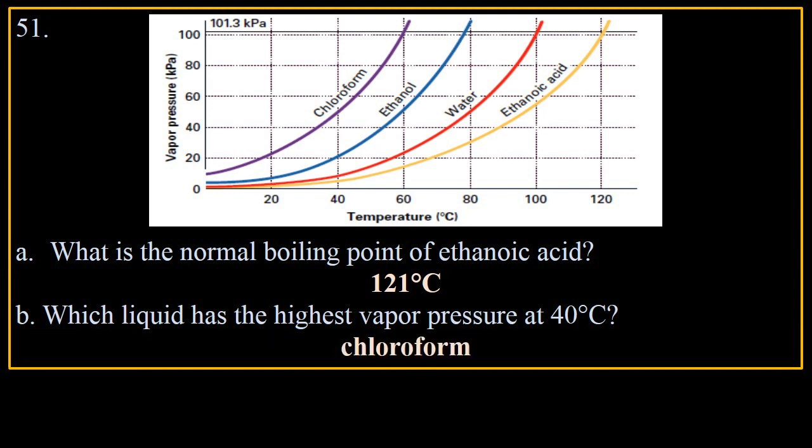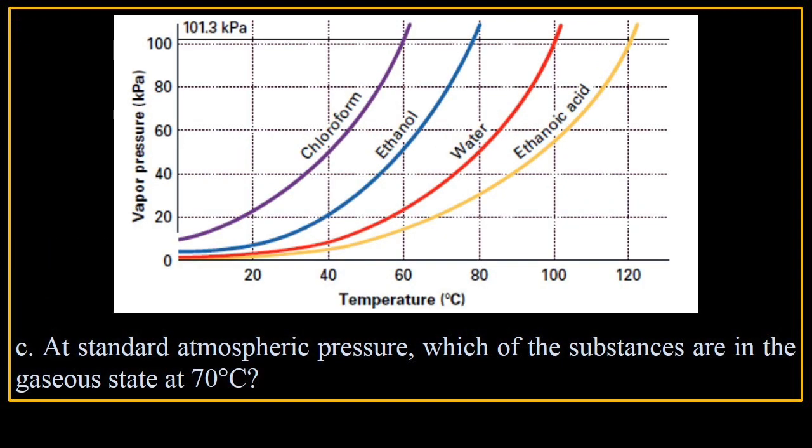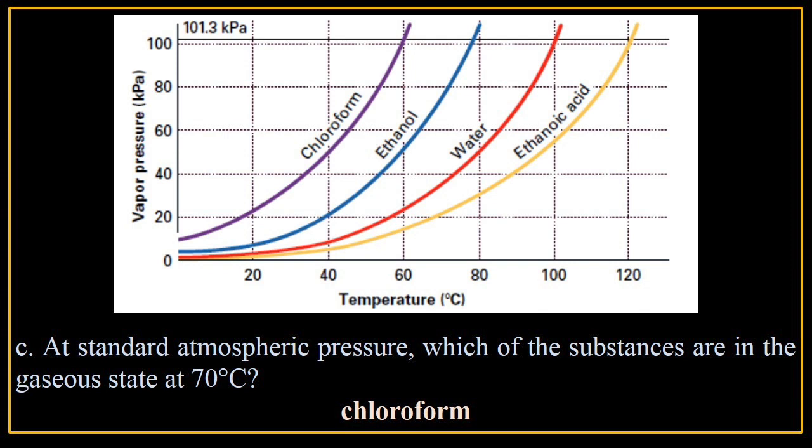Which liquid has the highest vapor pressure at 40 degrees? I think we just did that, right? Yeah, chloroform. And then C will be, at standard atmospheric pressure, which of the substances are in the gaseous phase at 70 degrees Celsius? So at 70 degrees Celsius, the only one that has boiled is the chloroform. Okay, so let's see. I don't know if there's a D or not. So let's see what it says.